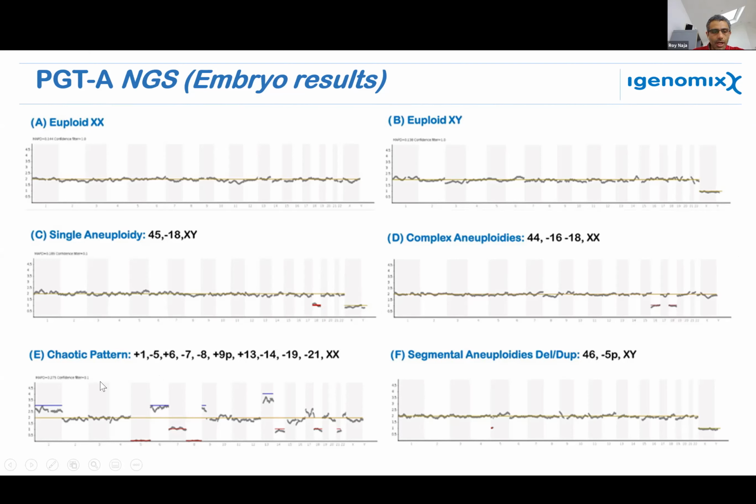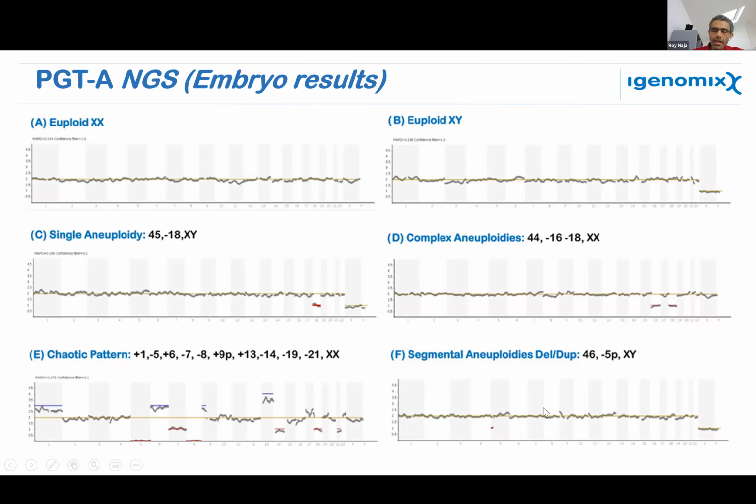And then we come to E, and we're looking here at a chaotic embryo. You do get these patterns in females aged 40 and above. It's more abundant in those late advanced maternal age patients. So this is defined as having more than 5 aneuploidies, and as you can see here, there's different aneuploidies for that embryo, and definitely this embryo is not recommended for transfer.